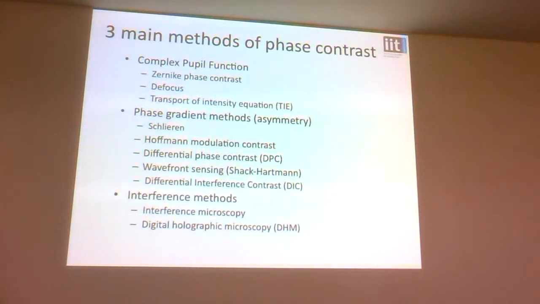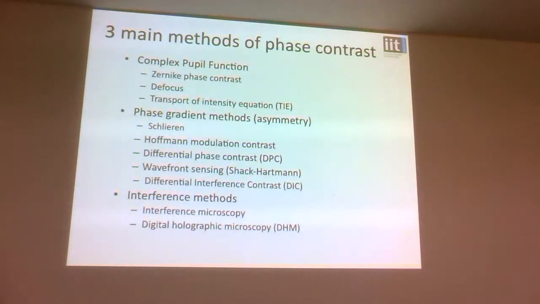So there are three main methods of phase contrast. One is to make the pupil function complex, as I described, and examples of that are Zernike phase contrast, defocus, and transport of intensity equation methods, and I'll talk about those in a sec, so you know what those mean. Then there's the asymmetry methods, of which Schlieren was the first sort of approach.